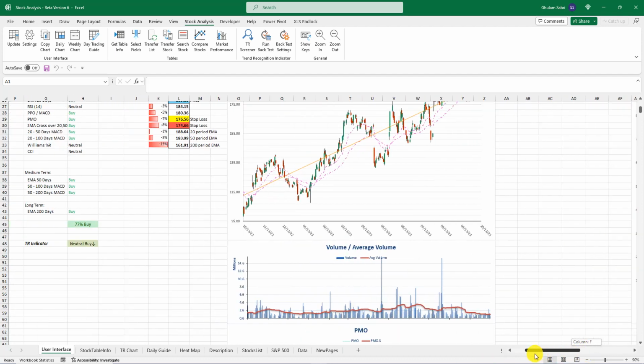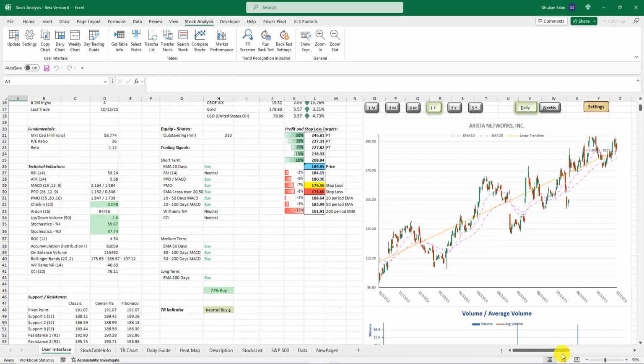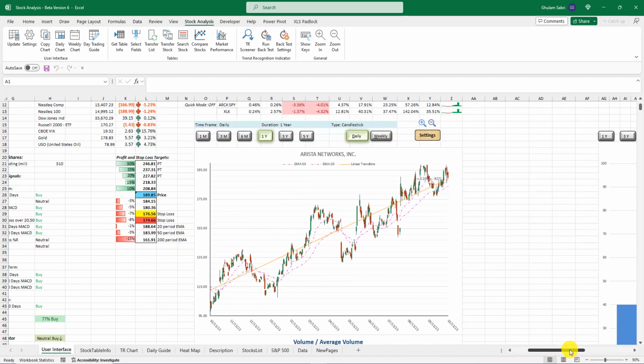So that's about the user interface worksheet. In the next video, we'll talk about the settings menu to change the different chart options.